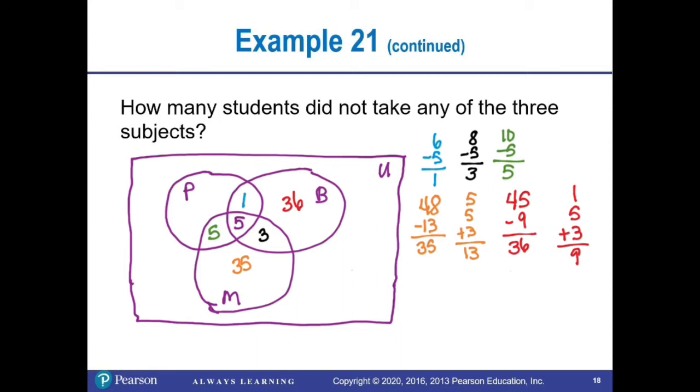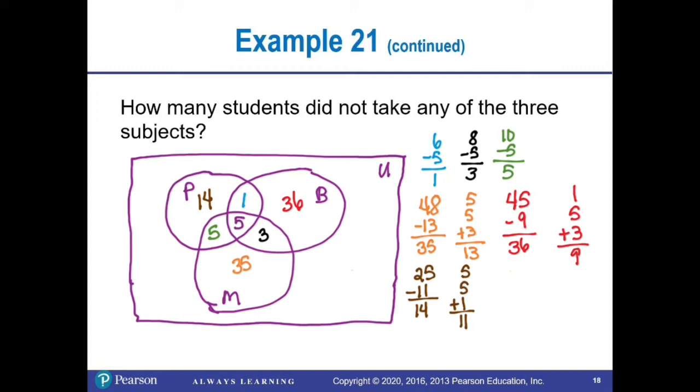Then I moved to physics. There were 25 students who took physics. How many students are already in that physics loop? Well, 1 plus 5 plus 5 is 11. 25 minus 11 is 14 students who took only physics.